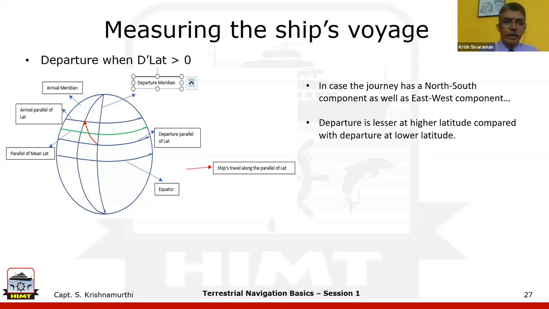Okay, in case the initial and final latitudes are on opposite sides of the equator, you take the difference and divide by 2.